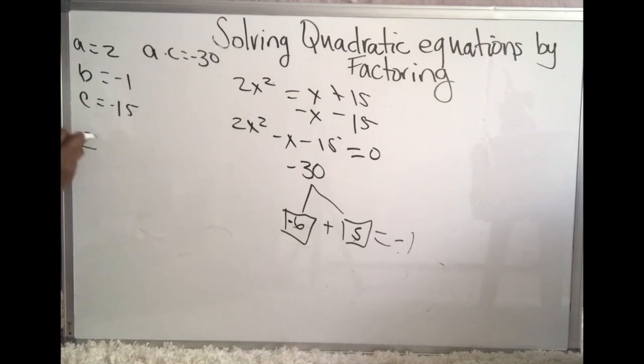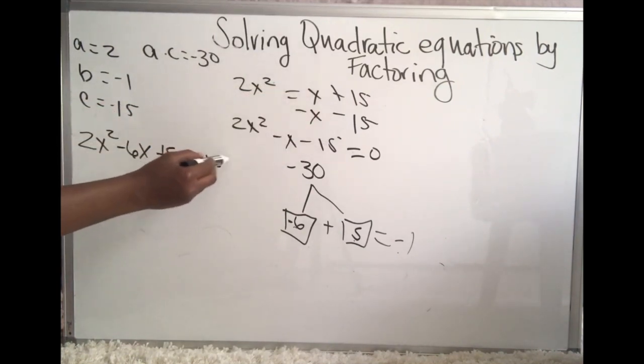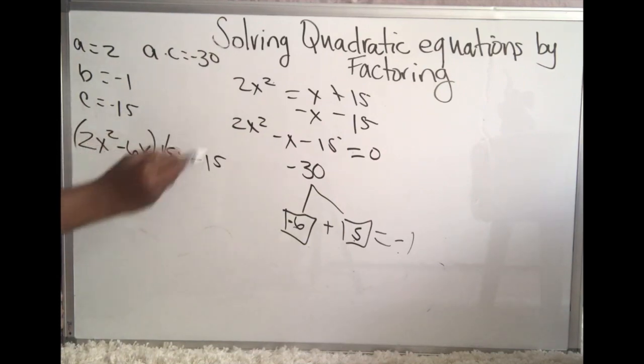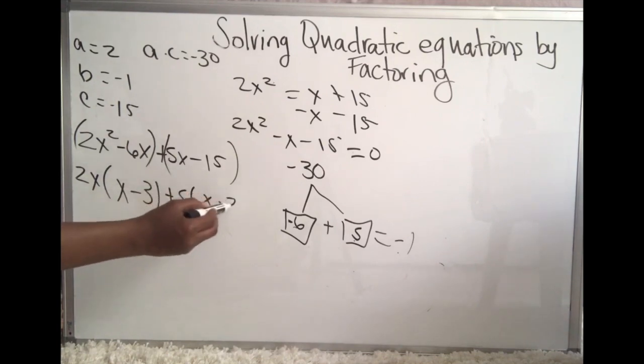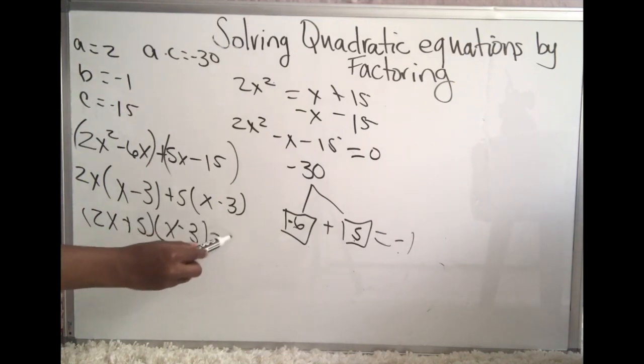So I rewrite it as 2x squared minus 6x plus 5x minus 15. I factor by grouping. I'll take out a 2x. I'm left with x minus 3. I take out a 5. I'm left with x minus 3. My two factors will be 2x plus 5 and x minus 3, all equal to 0.